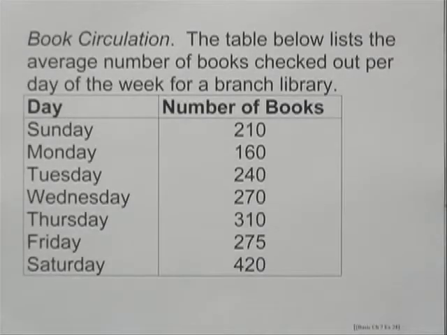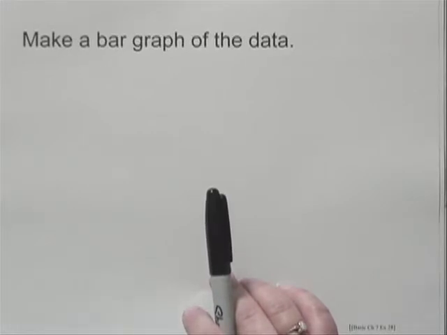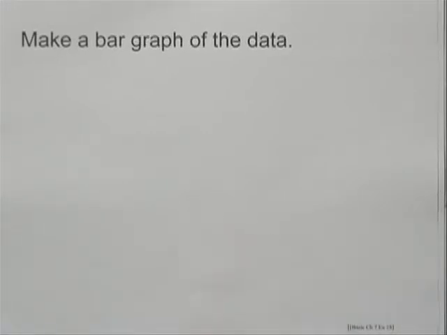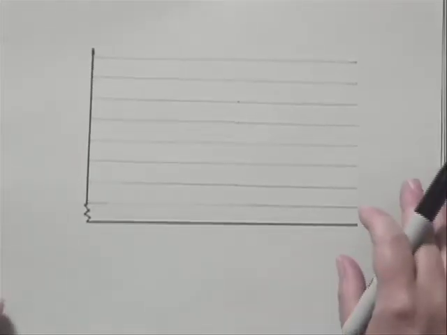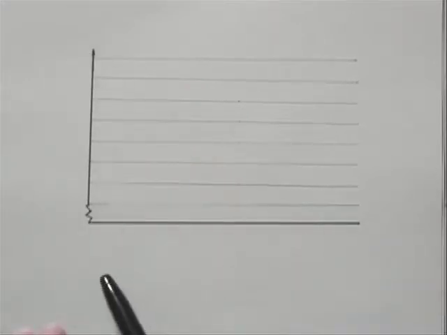The table below lists the average number of books checked out per day of the week for a branch library. We are asked to make a bar graph of the data. Now we're going to make a vertical bar graph, which means that we're going to draw two perpendicular lines, and along the bottom we're going to list the days of the week, and along the vertical axis we're going to list the number of books checked out.